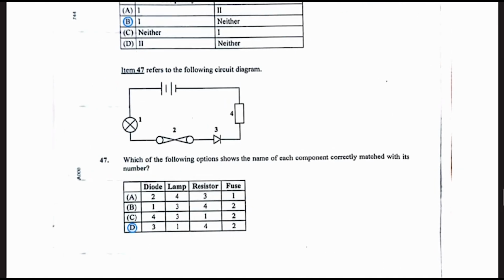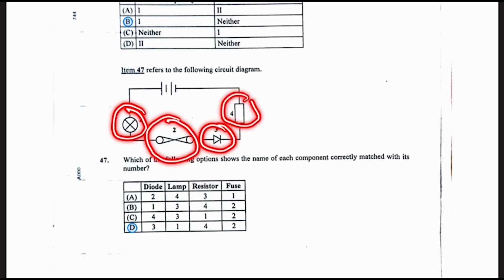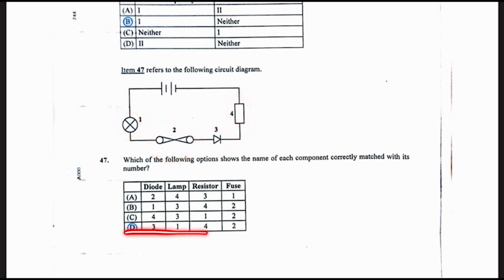Question 47. Which of the following options shows the name of each component correctly matched with its number? So, number 1 is a bulb, number 2 is a fuse, number 3 is a diode, and number 4 is a resistor. So that corresponds to D.